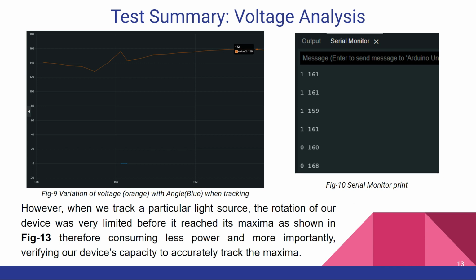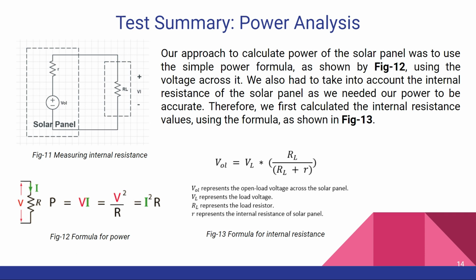However, when we track a particular light source, the rotation of our device was very limited before it reached its maxima, as shown in figure 9. Therefore, it consumes less power and, more importantly, verifies our device's capability to accurately track the maxima. And we can also verify it using our serial monitor print. We would now like to test our device for its power efficiency, as this was our main goal.